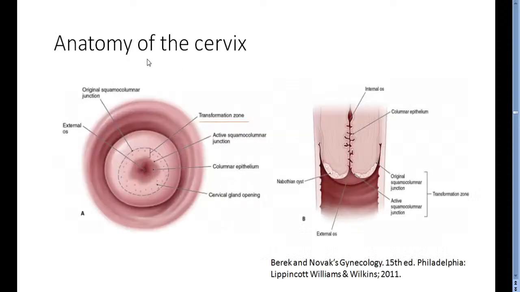Briefly, I'll remind you of the anatomy of the cervix. The vaginal part of the cervix is covered by squamous epithelium. In the cervical canal, we have columnar, cylindrical epithelium, and the zone where they attach to each other we call the transformation zone.